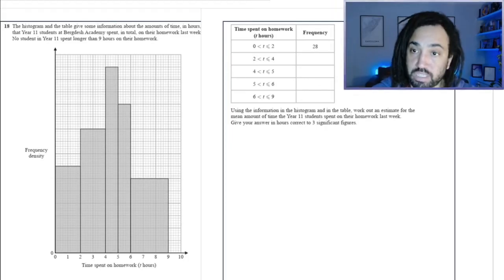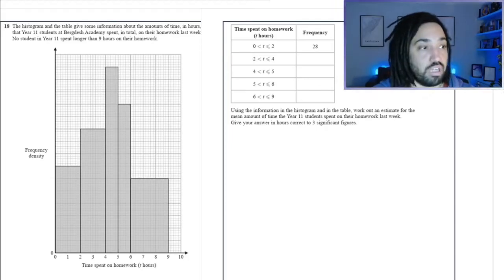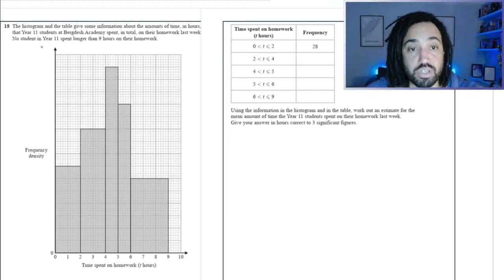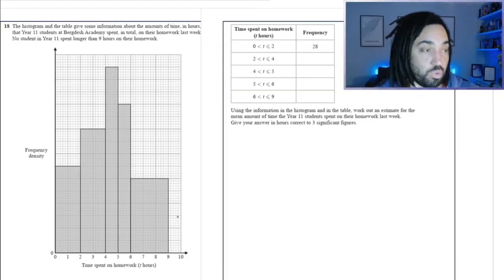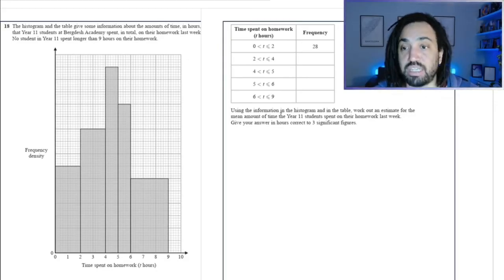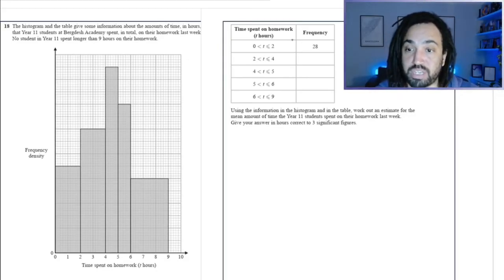This question requires 2 pages. So we have that the histogram represents the number of hours that they spent on their homework, and no student spent longer than 9 hours, so that's all the students we need to look at. And it says that we need to use the information in the histogram to complete the table, and then work out the mean amount of time.